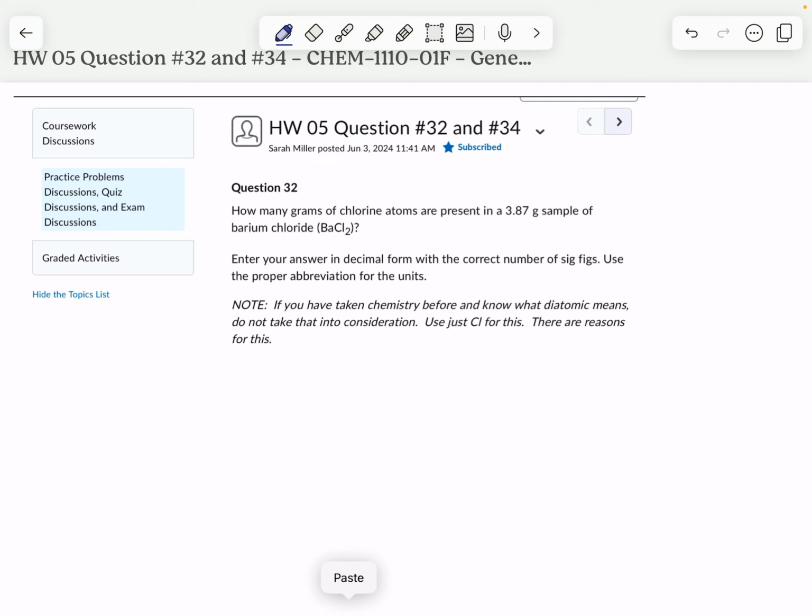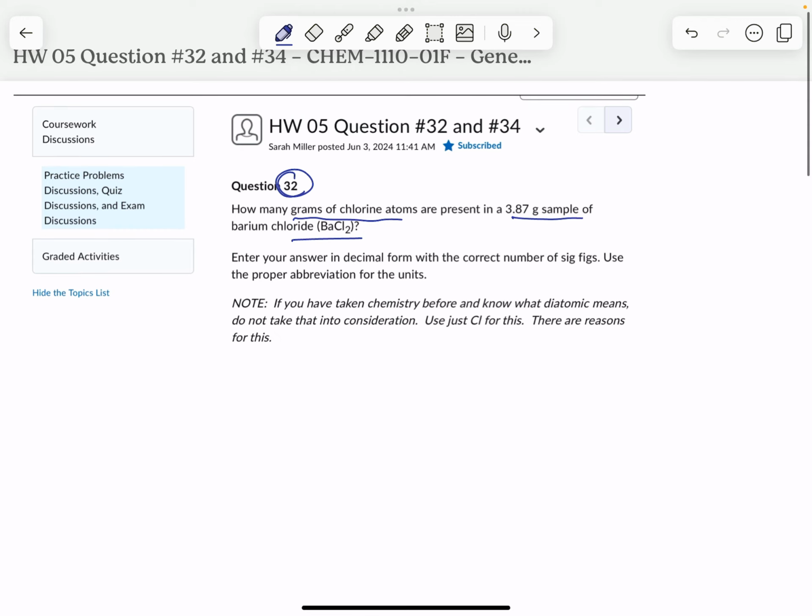If we look at this question, this is homework 5, question number 32. All right, so we're looking at 32. It asks how many grams of chlorine are present in this sample of barium chloride.